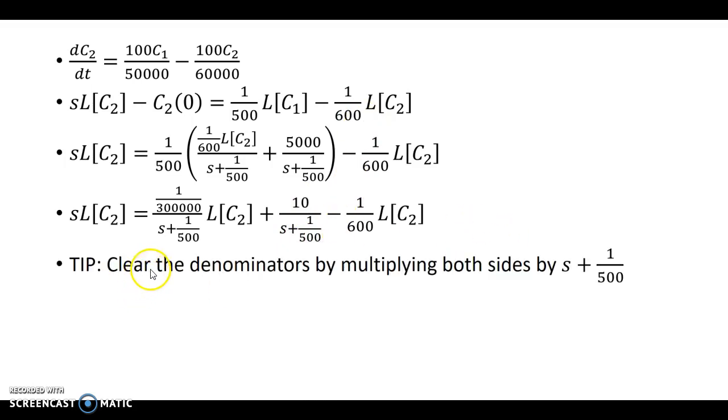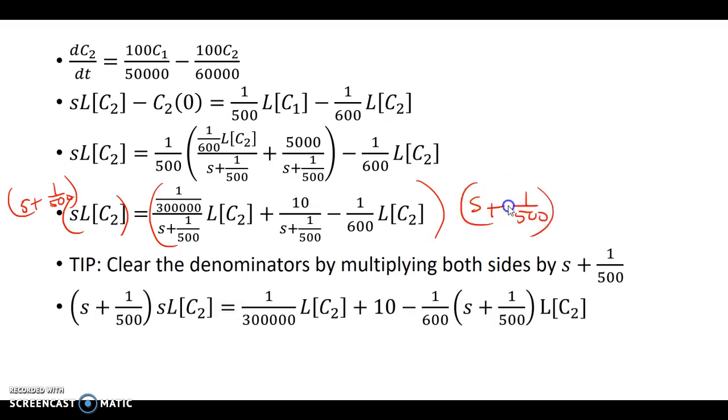Okay, here's the tip that will make this a little bit cleaner: clear the denominators, because we have fractions on top of fractions and it just gets kind of hideous. So we'll multiply through both sides by s plus 1 over 500. Now you have to be careful when you do this to watch your algebra, because we're multiplying both sides in their entirety by this. So every single term needs to get multiplied by this factor.